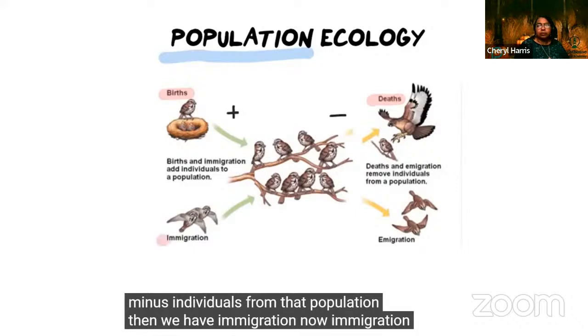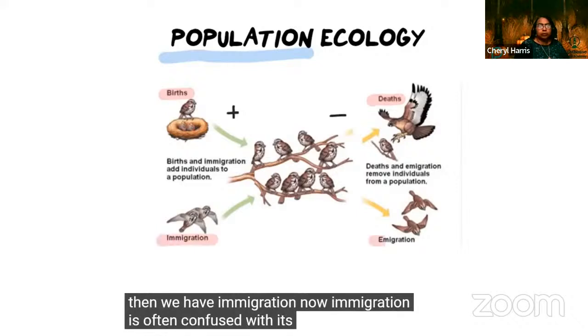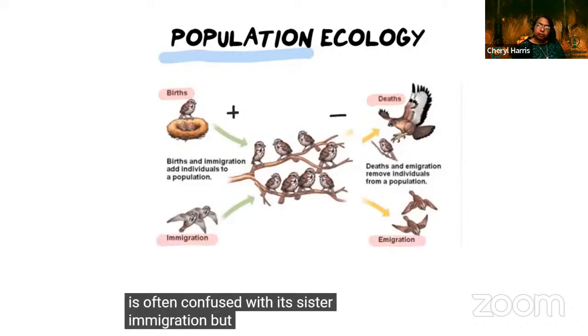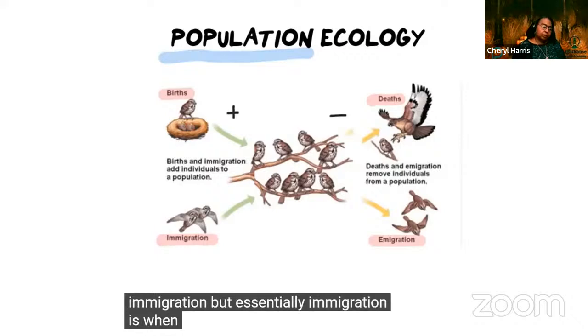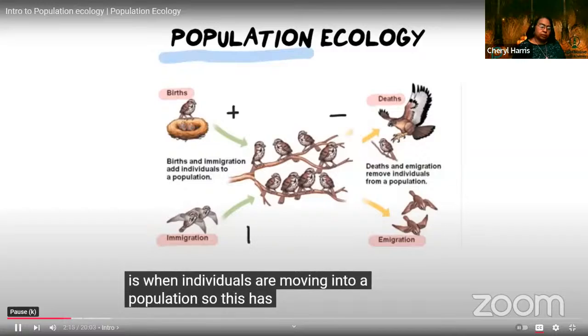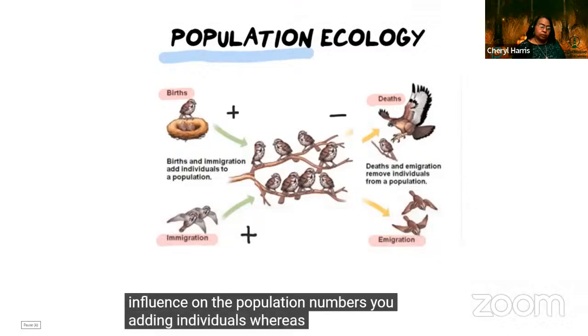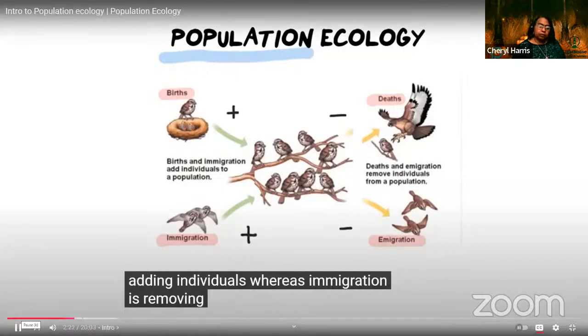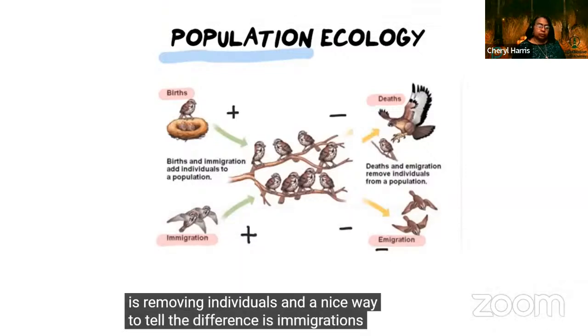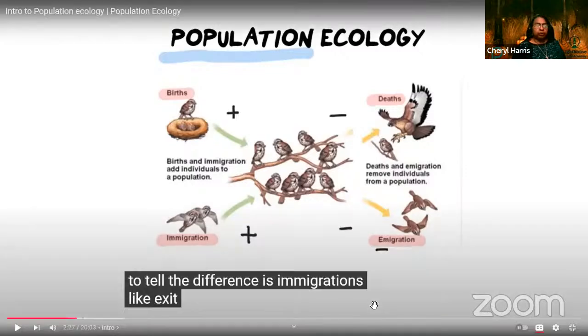Now, immigration is often confused with its sister emigration, but essentially immigration is when individuals are moving into a population. So this has a positive influence on the population numbers, you're adding individuals, whereas emigration is removing individuals. And a nice way to tell the difference is emigration's like exit. All right, so I'm gonna pause it right there.